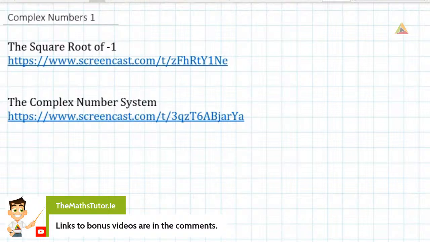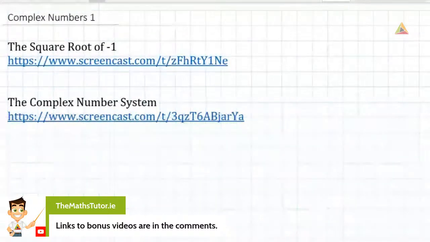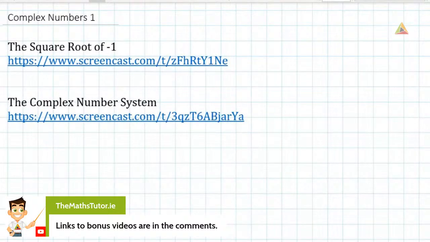So this is week 11 of the 30-week countdown from TheMathsTutor.ie for Leaving Cert Ordinary Level Maths. This week we're going to be looking at complex numbers. We're going to be looking at complex numbers in this lesson, and we're going to be looking at complex numbers next week as well. When we're dealing with complex numbers, we're going to be dealing with something a little bit different to anything else we've seen so far, because we're going to be dealing with square roots of -1. So this seems a little bit different.